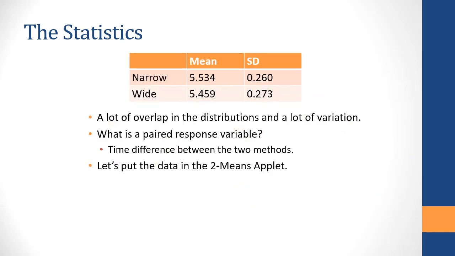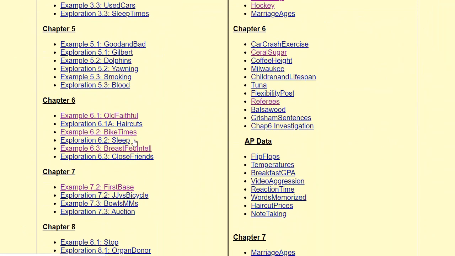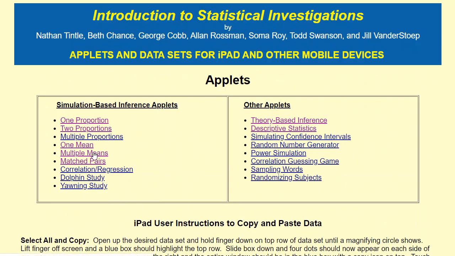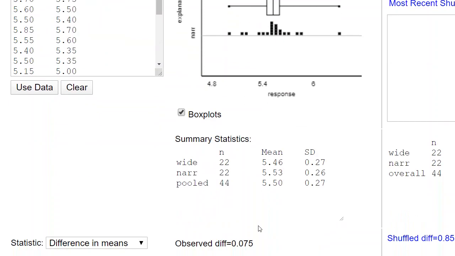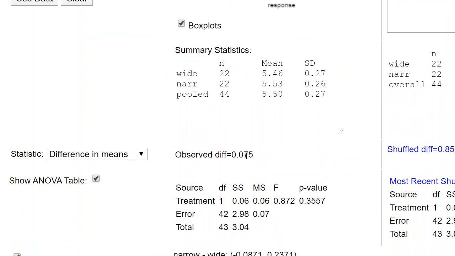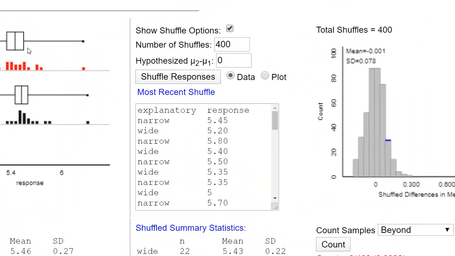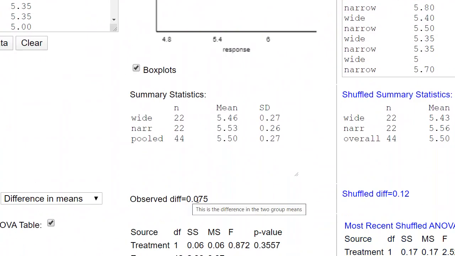But I do want to at least check it in the two means applet. So if you go down here, first base, they've got the data right here. And if you go to multiple means, we can paste the data in, and you can see the box plots here and the data, and you can see it's only 0.07 seconds difference between the narrow group and the wide group. If we do a simulation here and we randomly deal the times into two piles and average them out, what was our average? 0.075.